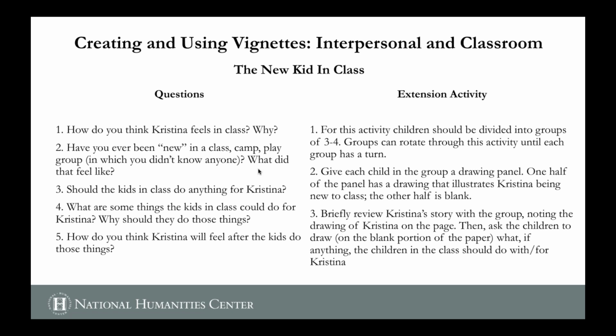Now, given that we were dealing with young children in this case, especially in preschool and kindergarten, where they're developing their verbal skills and articulation skills, there was an extension activity that we came up with, and this is described on the right-hand side, and I'll show you some examples of it in a moment. But after the full group discussion, we broke into small groups, and we had them rotate through, and they'd be given a drawing panel, and one half of the panel had a drawing that illustrated the vignette, so Christina being new to class, and the other half was blank. We reviewed the story and then asked them to draw the resolution, what they think should happen. And that activity, we have examples of on the next slide. So let's go to that.